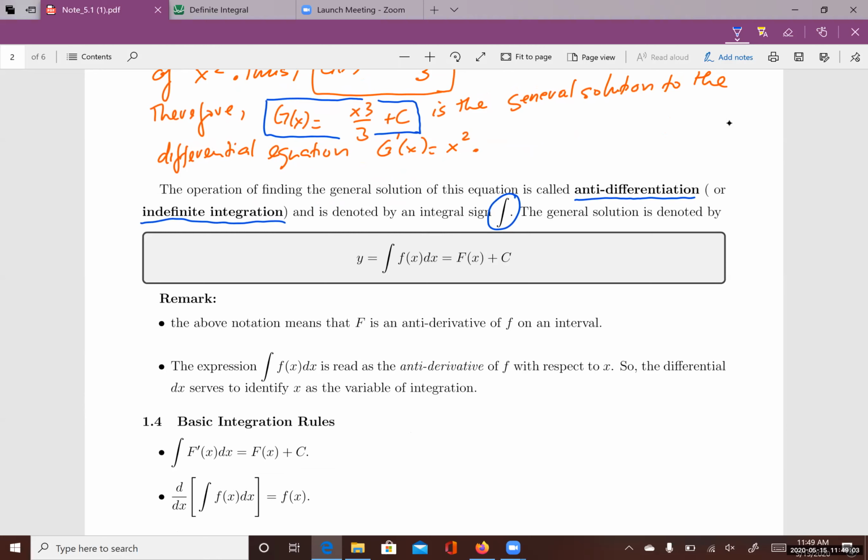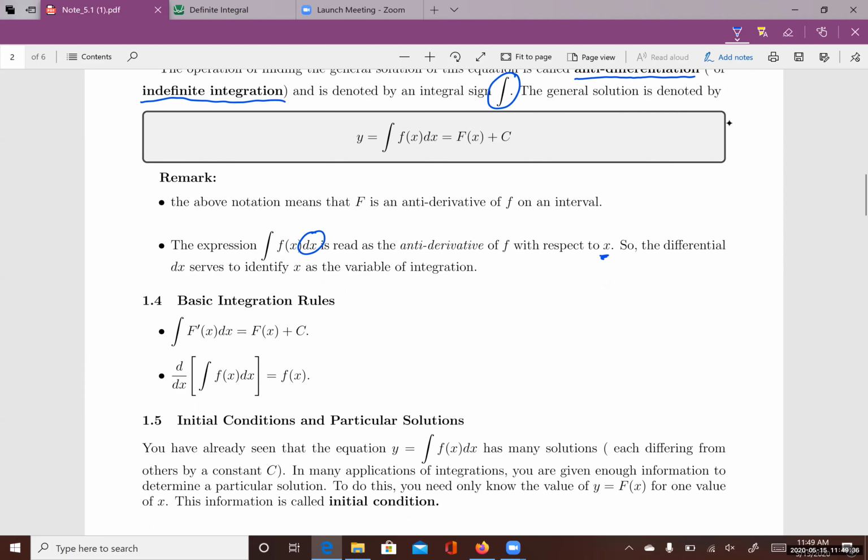The above notation means that big F of x is an antiderivative of small f on an interval. The expression integral of f of x dx is read as the antiderivative of small f with respect to x. Having the differential dx here means that x is the input of the function.